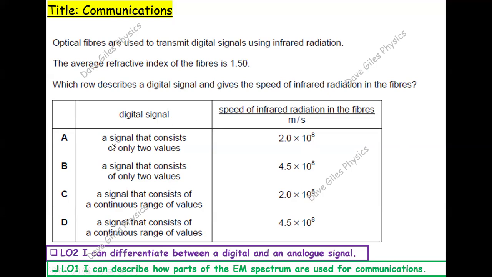And a digital signal: is it a signal that consists of only 2 values, or a signal that consists of a continuous range of values? Well, a continuous range of values is an analog signal, so the answer is A.